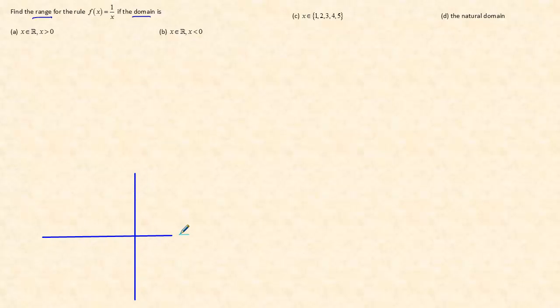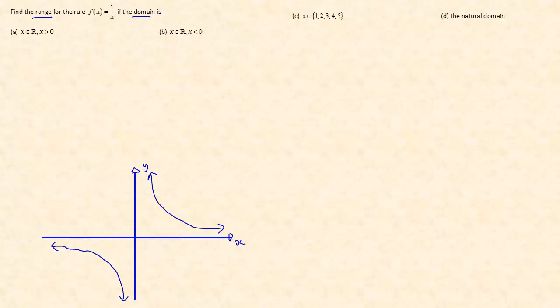Now a sketch of f of x is 1 over x, or y equals 1 over x, for all real values may help us with this. And we know the shape of this. It goes like this and like this. And the x-axis is an asymptote, so the curve never reaches the x-axis. And the y-axis is also an asymptote. Now here we're just talking about x greater than 0, so we're looking just at this part of the curve.